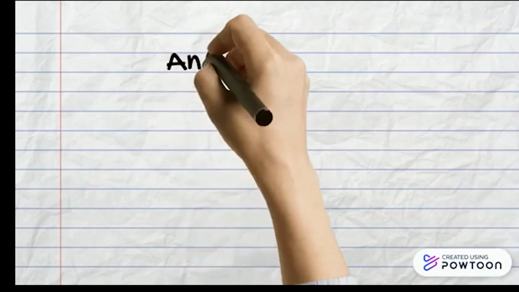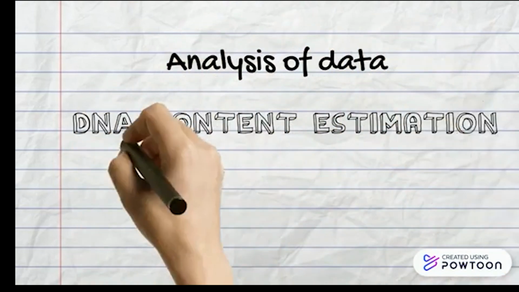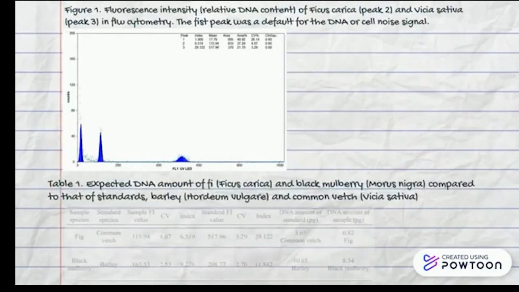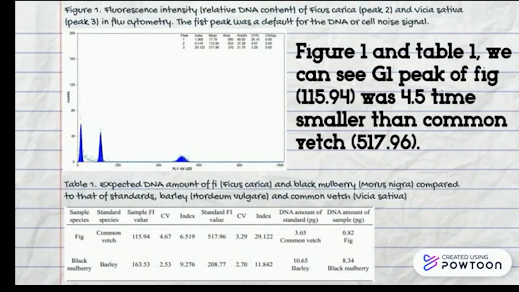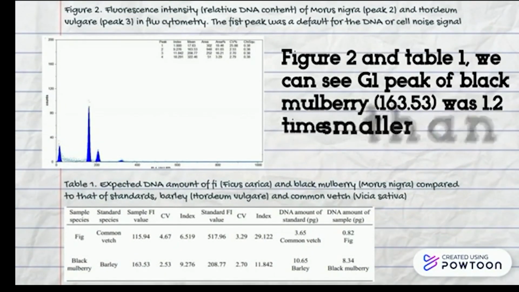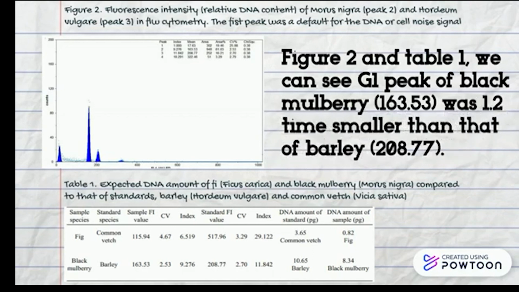Of data, DNA content asymmetry of white and black mulberry using flow cytometry. In Figure 1 and Table 1, we can see the G1 peak of white mulberry, 115.94, was 4.5 times more than the common mulberry, 517.96. In Figure 2 and Table 1, we can see the G1 peak of black mulberries, 163.53, was 1.2 times more than the other berry, 208.77.